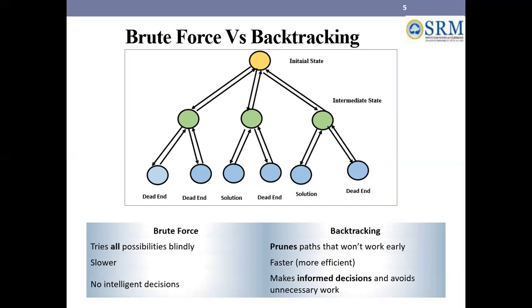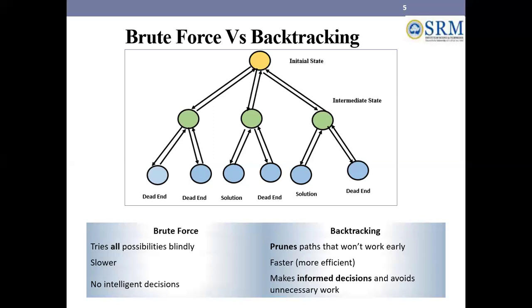You see the diagram, that's called state space tree. The problem solution is represented in the form of state space tree. We have a hierarchical structure. The root node is the initial solution or initial state. And the leftmost node is an intermediate solution. The green color is intermediate solution.